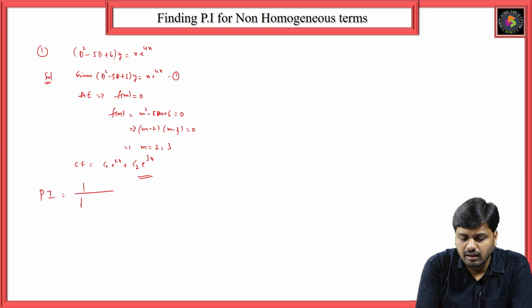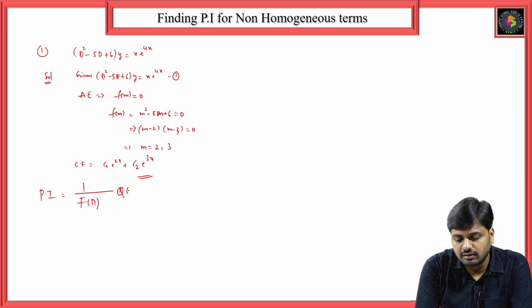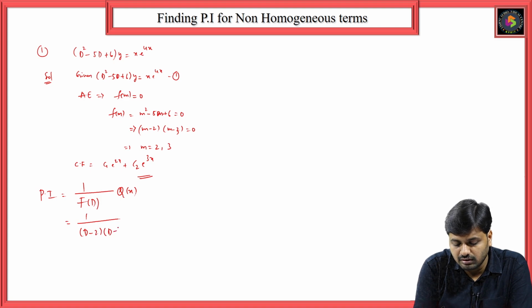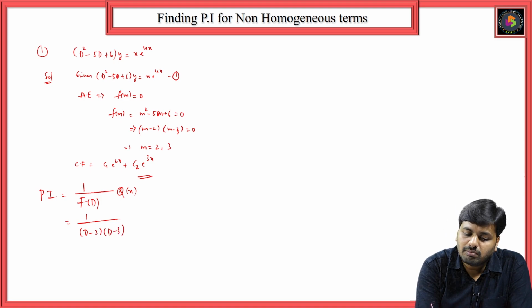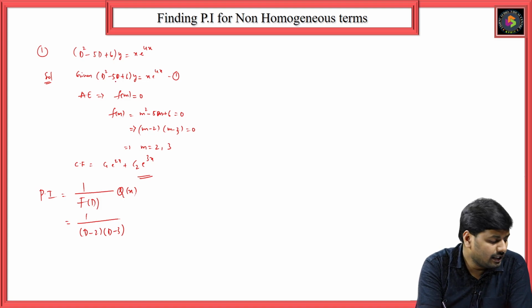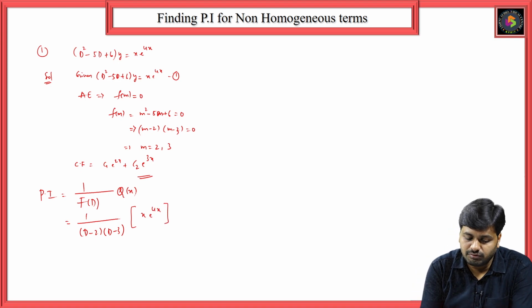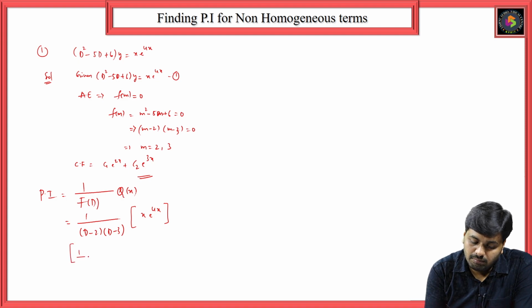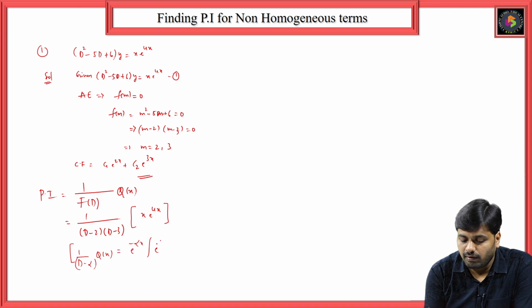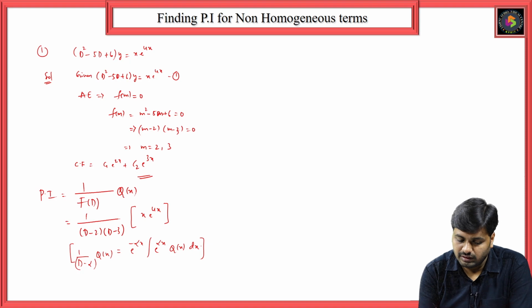The particular integral will be 1 by f of D of Q of x. Now Q of x is x into e power 4x. 1 by f of D is 1 by (D minus 2) into (D minus 3), because we write here (m minus 2) into (m minus 3) with the same notation. We can write it as 1 by (D minus 2)(D minus 3) into x into e power 4x. Now we'll apply this formula, 1 by (D minus alpha) into Q of x equals e power alpha x integration of e power minus alpha x Q of x dx.